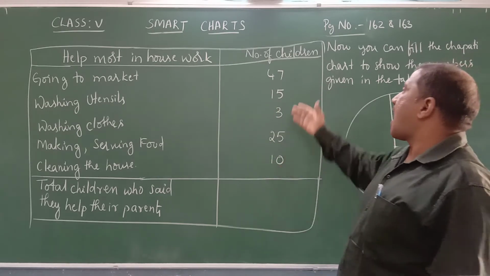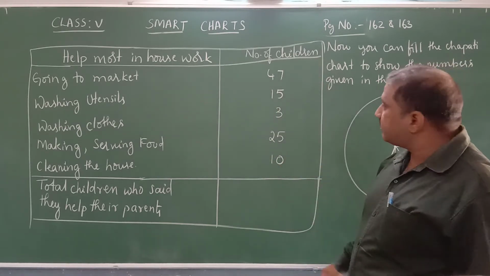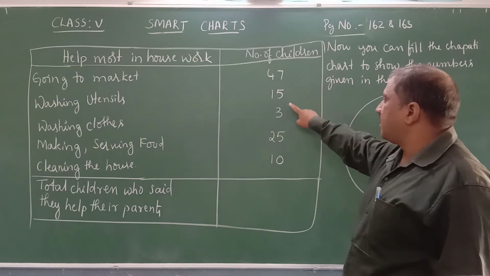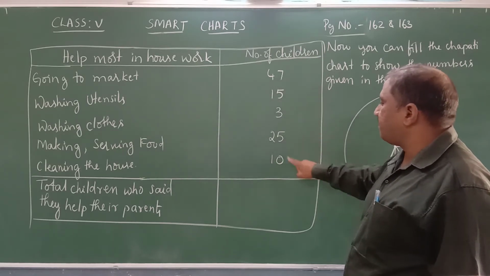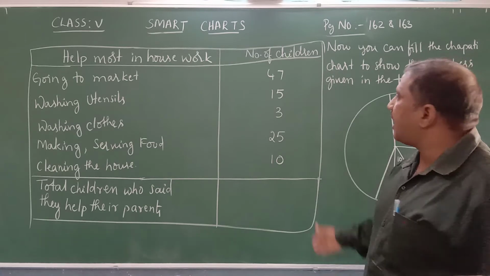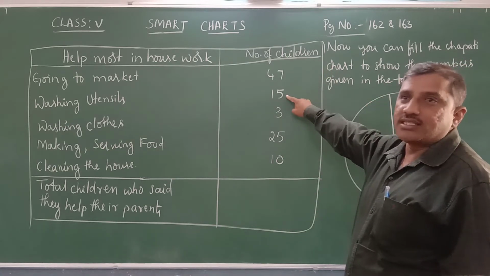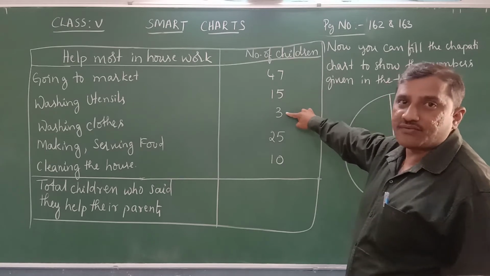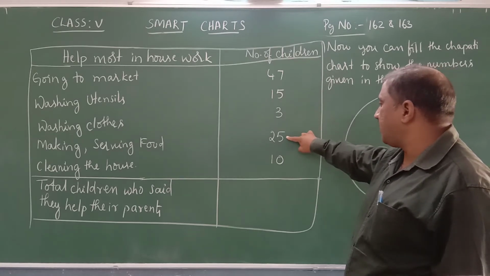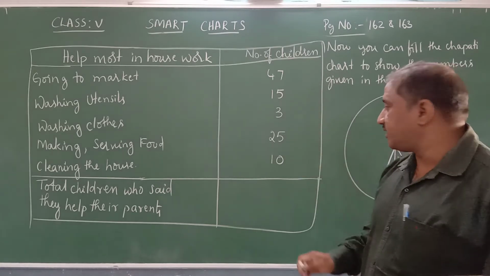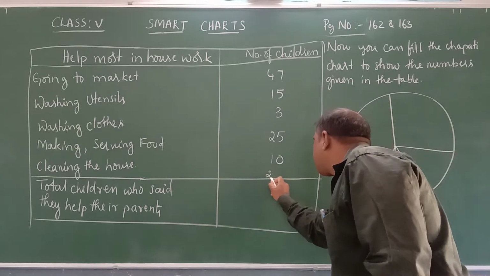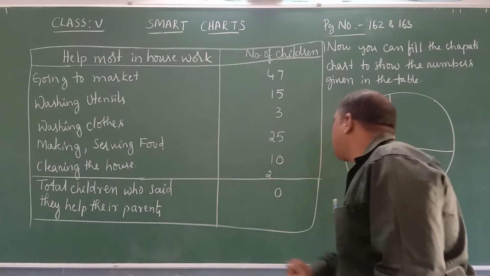That is, add all these numbers: 47 plus 15 plus 3 plus 25 plus 10. Add first all the ones place digits. 7 plus 5, 12, plus 3, 15, plus 5, 20, plus 0, 20. So keep 2 under the tens place and 0 under the ones place.